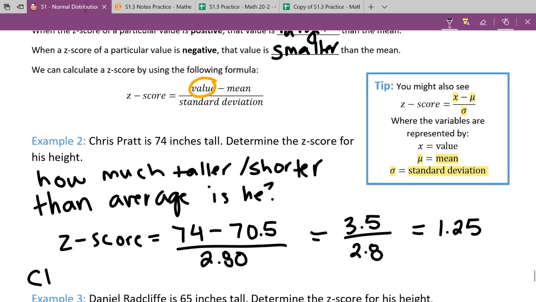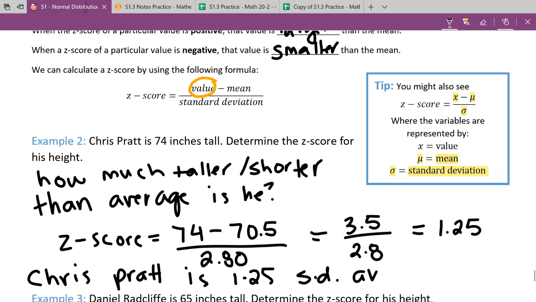That tells us Chris Pratt is 1.25 standard deviations above average. What that means is, well, we saw that one standard deviation above and below got us about 68% of people. Chris Pratt is even taller than that. Chris Pratt is taller than the majority of people. He's not quite taller than 95% of people because he's not at 2 standard deviations above. But he's quite tall.